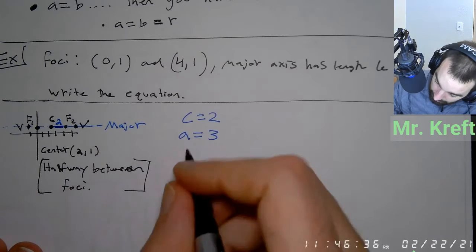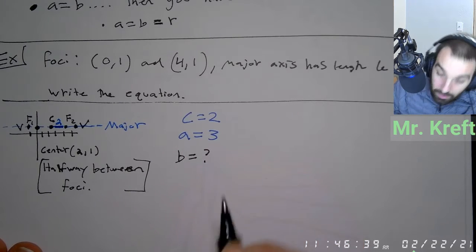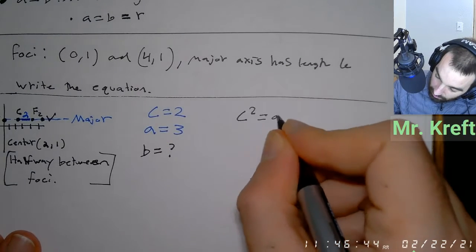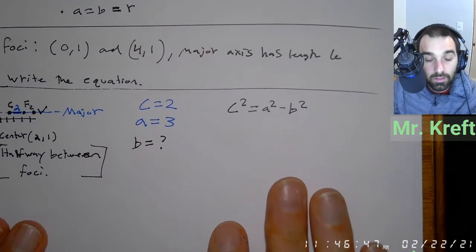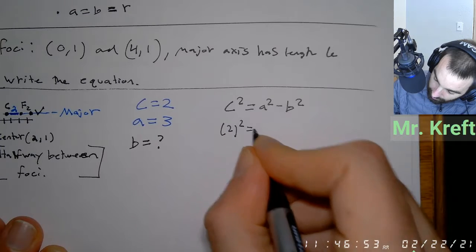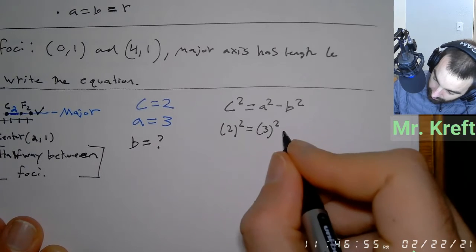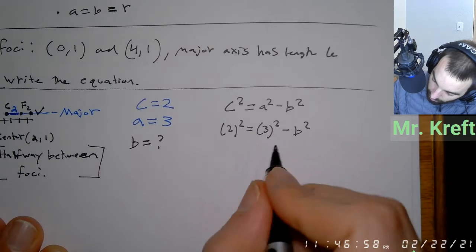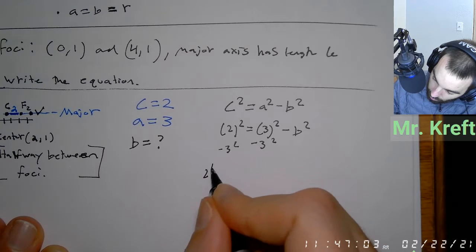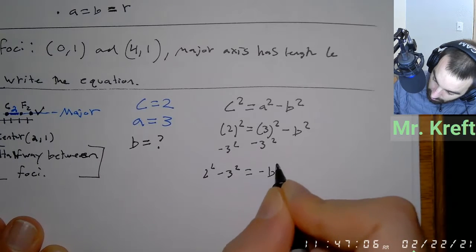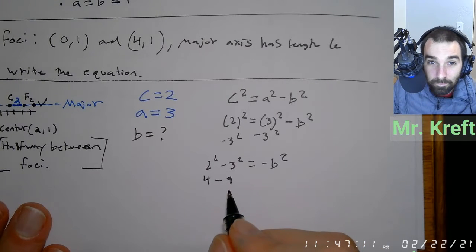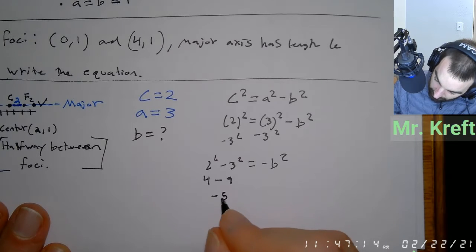And then I have to find my minor. Okay, so to find my minor, we're going to use that equation c squared equals a squared minus b squared. Okay, so I know c is 2. I know my a is 3. And I'm going to solve for b squared. So if I subtract this, I get 2 squared minus 3 squared equals negative b squared. What is this? 4 minus 9, negative 5.